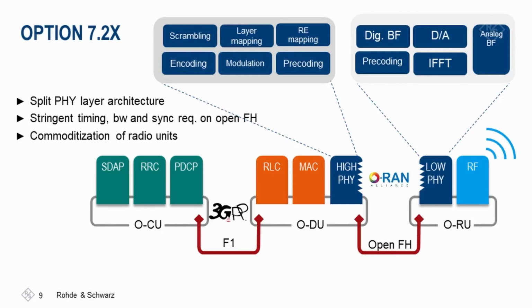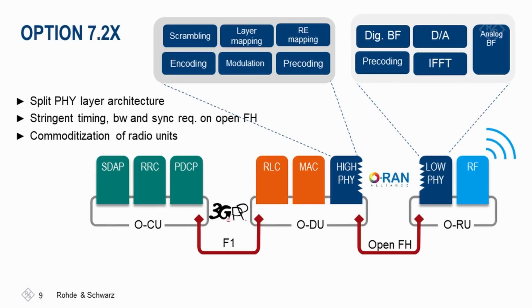Yeah? And also above you can see those functions which are part of the high PHY and the low PHY. It's a split PHY architecture, and stringent timing requirements, bandwidths, and synchronization requirements are on the open fronthaul, because the two parts of the physical layer have to operate in tandem in order to have those beams formed perfectly. And then we have, as usual, the 3GPP F1 interface between the distributed unit and the centralized unit.